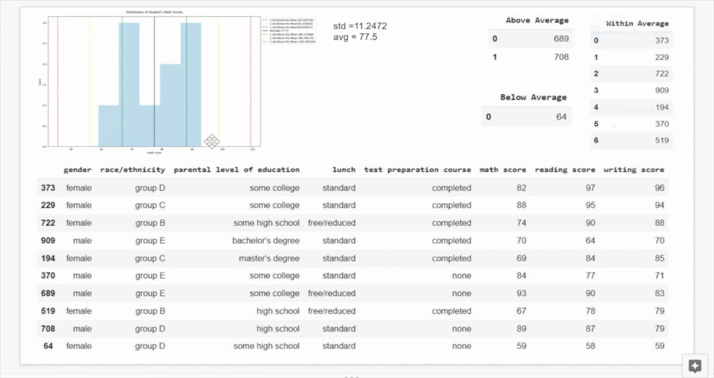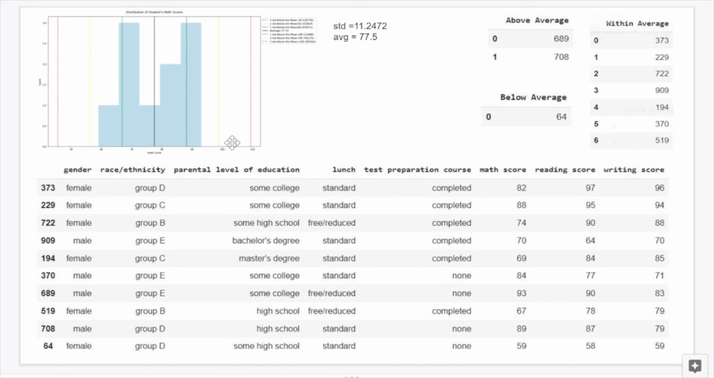Student 519 got a 67. So a 67 should be actually right after here. A 67 is within 1 standard deviation below the mean. So student 519 is actually within average.